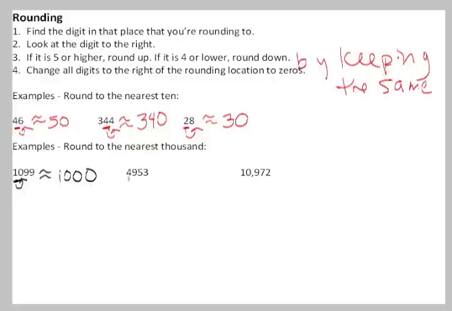Here's another example. If we're rounding to the nearest 1,000, we find the thousands place. It's the 4. Look to the right. It's a 9. And 9 is 5 or above. So that means that we're going to round up to 5,000.